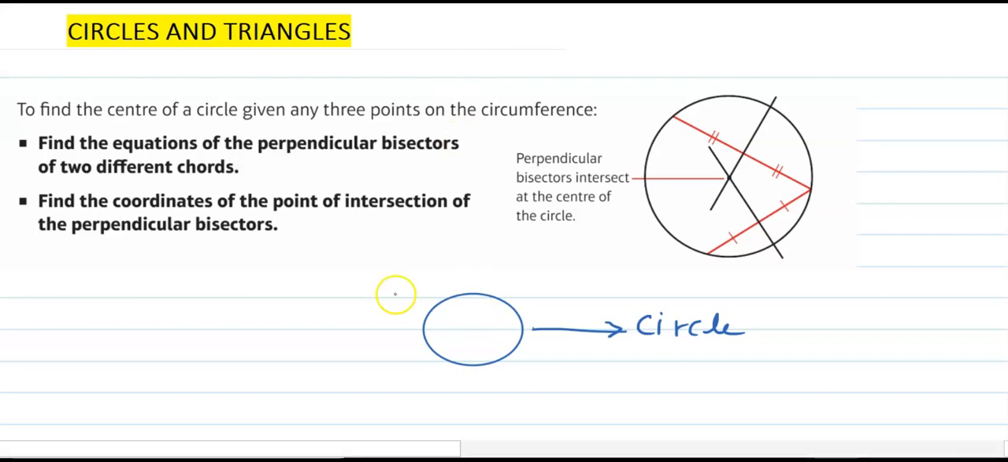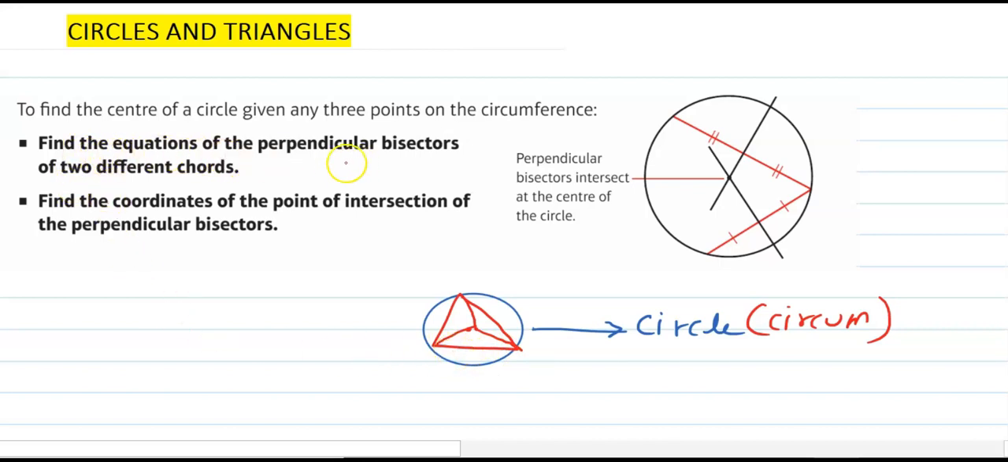Circumcircle. If there is a triangle inside, and this is the center point, this will be a radius, this will be a radius, and this will be a radius. Then this circle is called a circumcircle. So how can we find the circumcircle? This is what today's lesson is.